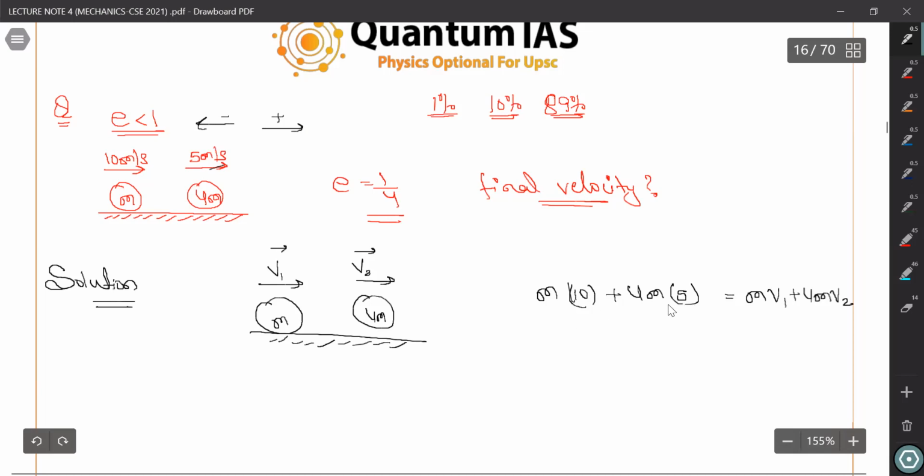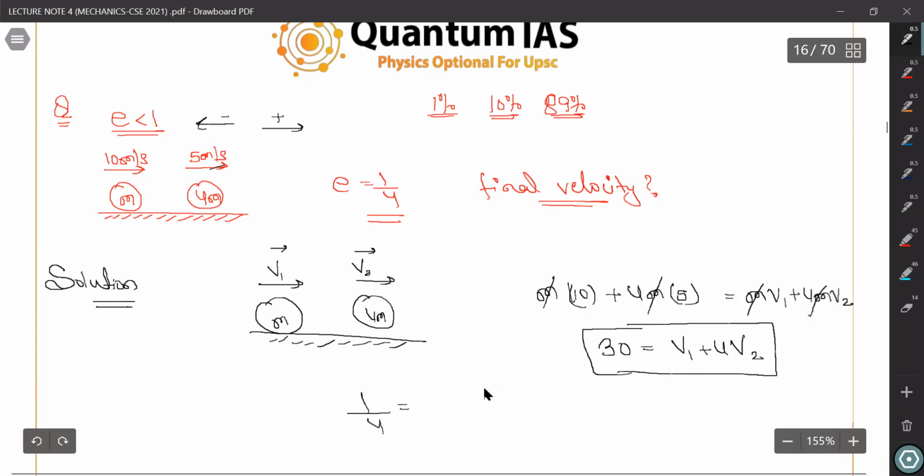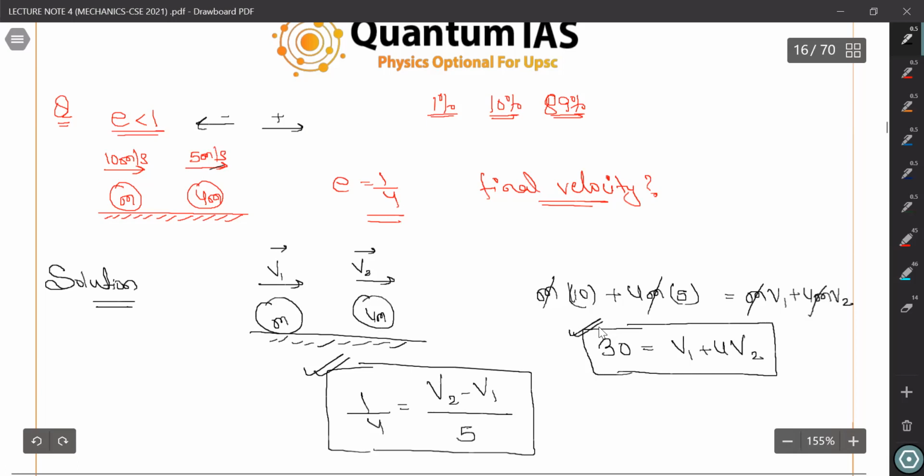What does this mean? m cancels out, so it becomes 20, this is 30. 30 equals v1 plus 4v2. So we have two variables here. Also for e, we can write that 1 by 4 is equal to the velocity of separation, which is v2 minus v1, over the velocity of approach, which is 10 minus 5. So this is the coefficient of restitution, and this is momentum conservation. Using these, we can solve it easily. These are two equations in two variables.